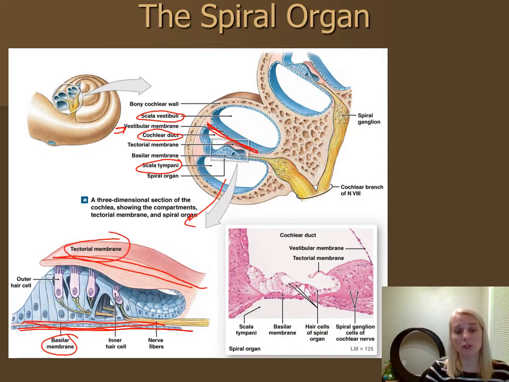So we have three major membranes that you need to make sure you are clear with. The vestibular membrane separates vestibular duct from cochlear duct. The basilar membrane is the floor of the spiral organ, and the tectorial membrane sits just over that. So we can see that on this micrograph. Here's our basilar membrane, here's our vestibular membrane, and here's our tectorial membrane. It's kind of curled up in this preparation. And then these are all the hair cells.